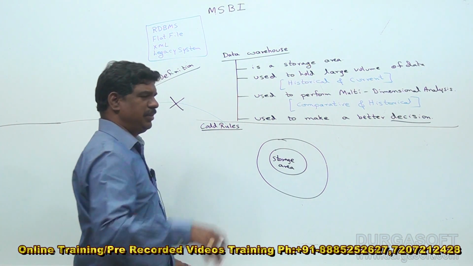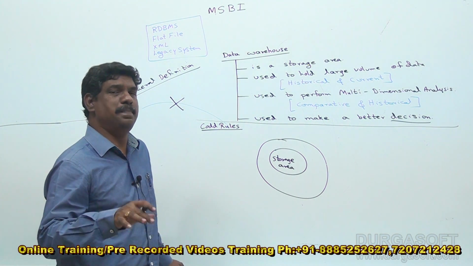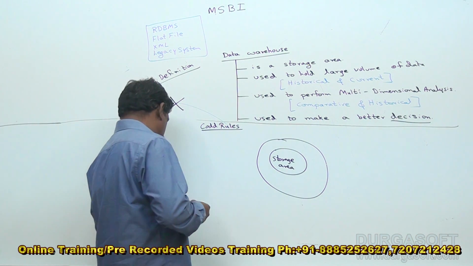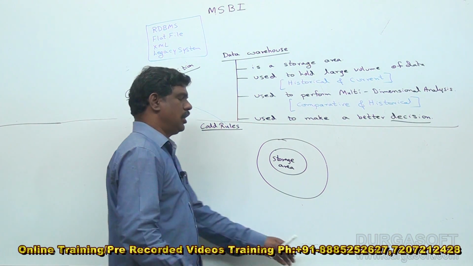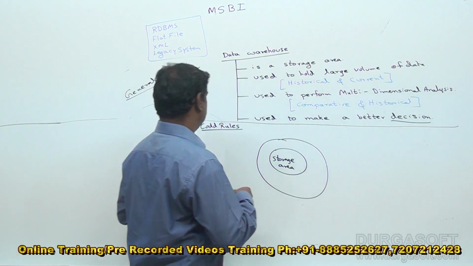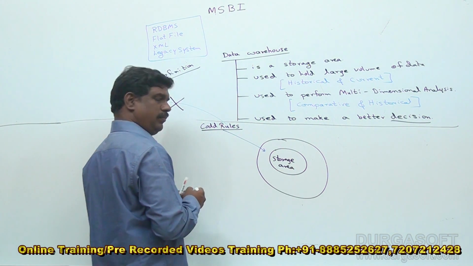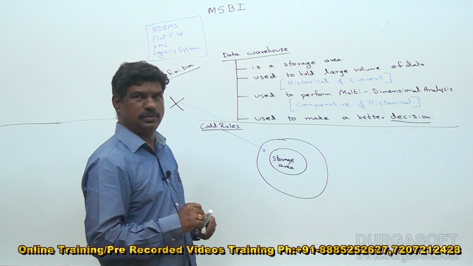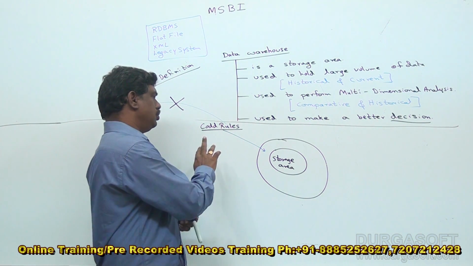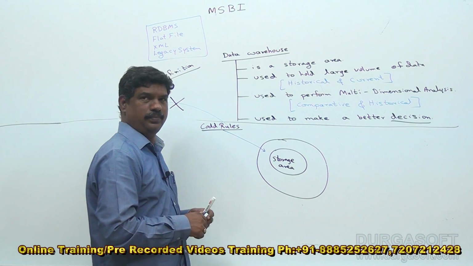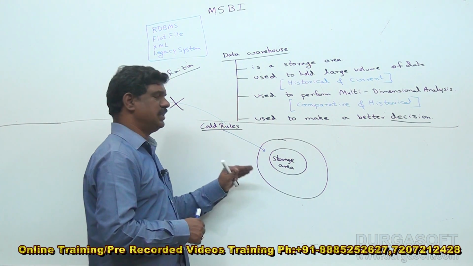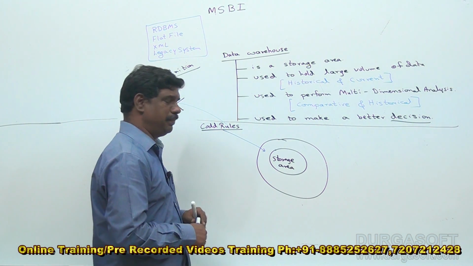Whenever you say database, you will say that it should implement the Codd rules. If it doesn't implement them, we cannot call that a database. Definitely these Codd rules should be implemented. At least 4 rules you should follow, and if it follows them, then only you will call that a database.